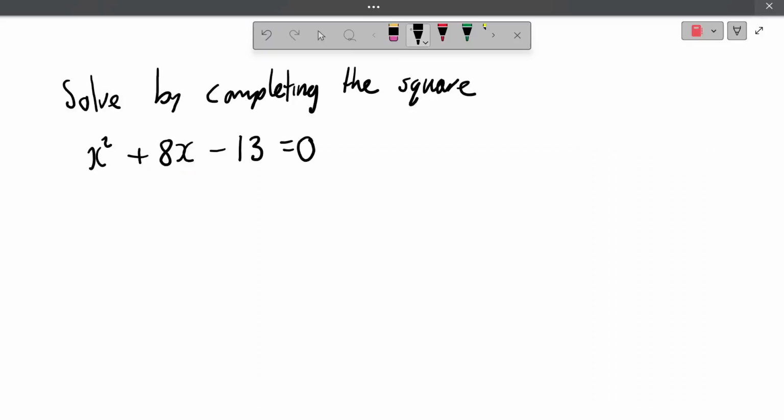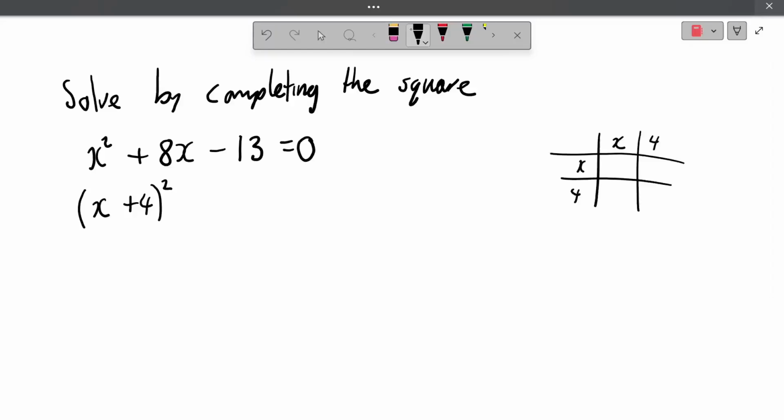Okay, so now we have this one here, which is x² + 8x − 13 = 0, and it's been asked to solve by completing the square. So what we do here is you first of all have that (x + 4) in brackets squared. So do a little grid, x and 4, x and 4, that's your x squared, 4x, 4x, and 16. I don't want that 16 at the end, so I'm going to take away 16 and take away 13 still.